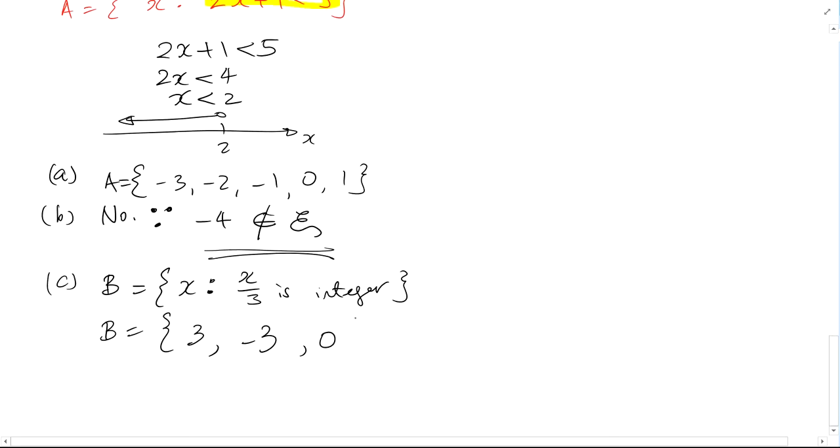Okay, so now that I know my set B contains these 3 elements, can you tell me what are the common elements of A and B? So part C, common elements are negative 3 and 0.